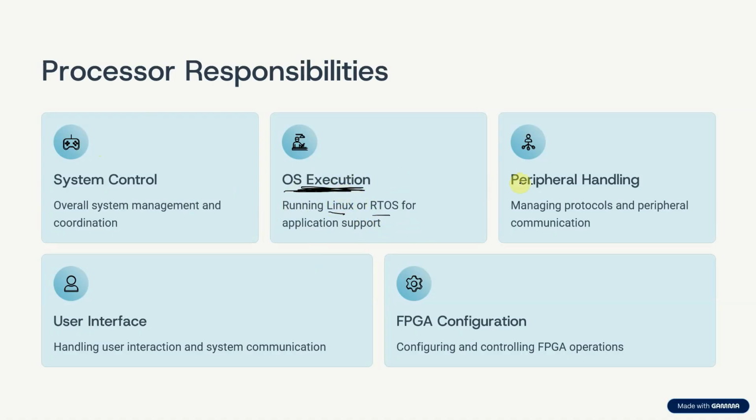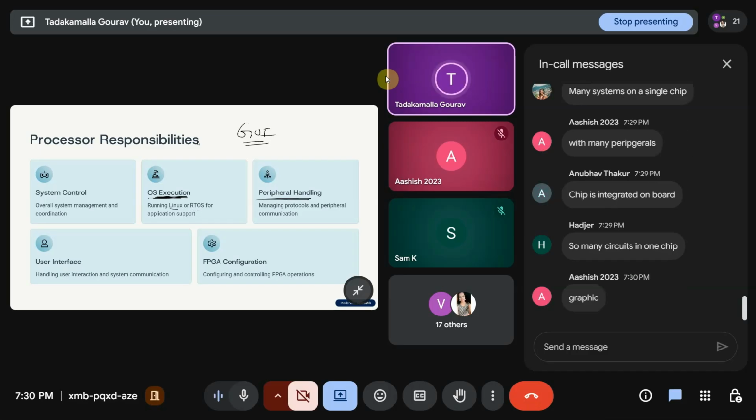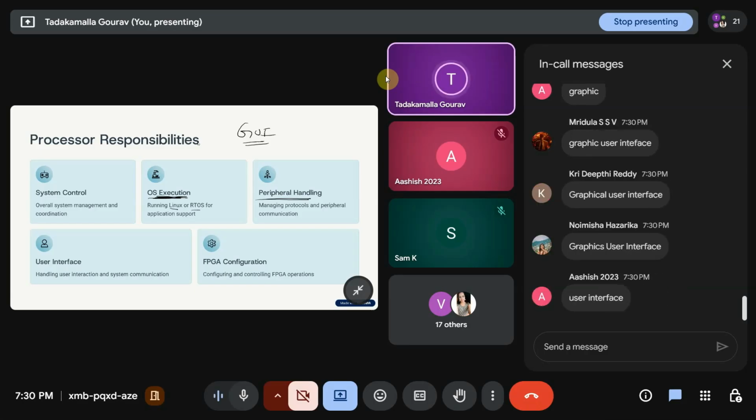If you want to handle all your peripherals, normally in most of the SoCs, if you are going to the Zynq based SoCs, your processor is going to handle all these peripherals. And if you want to run a GUI, what is GUI? Anyone knows? What do you mean by GUI? Graphical user interface, right? Whatever screen you are seeing. So for running those particular programs, you need a processor.